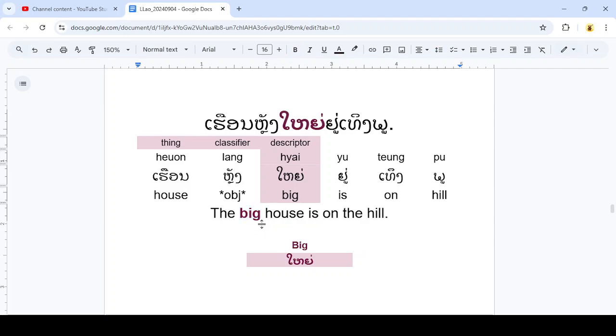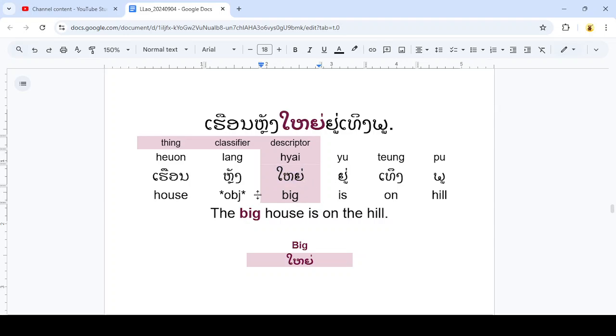So, as I mentioned, descriptors in Lao, they don't have any features. They don't change spelling to match their targets. So there's only one word for the word big in Lao. That happens to be the word hiai, pronounced hiai. And so that's the only spelling that you have to worry about, and that's the only translation that you get from the word big.